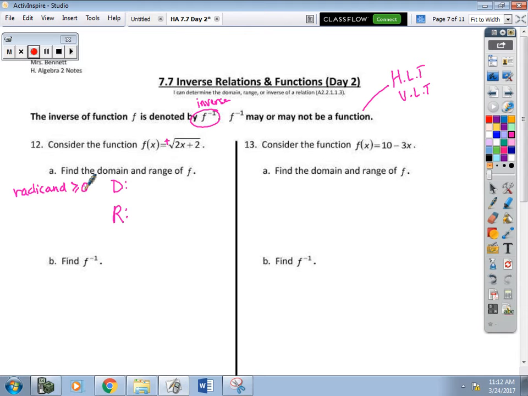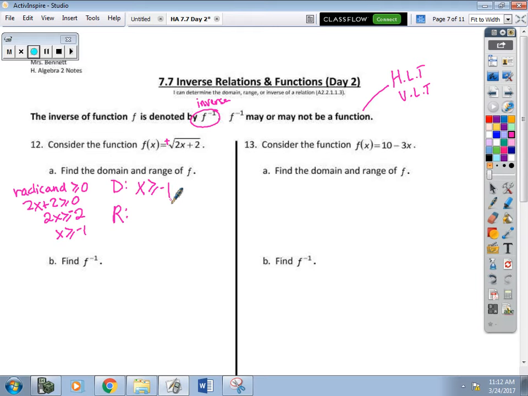So you're going to take whatever is under the square root, which happens to be an algebraic expression, 2x plus 2, set it greater than or equal to 0, and solve for x. So we'd subtract 2 and divide by 2. So x is greater than or equal to -1.